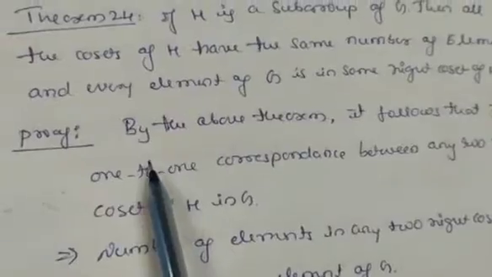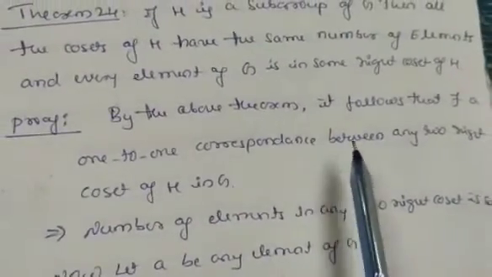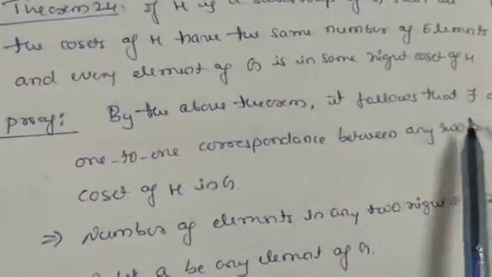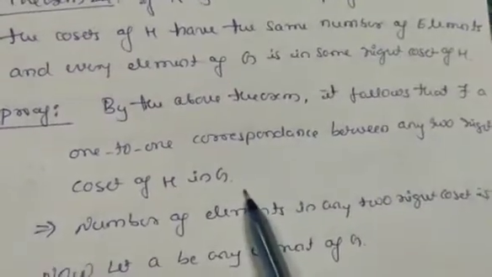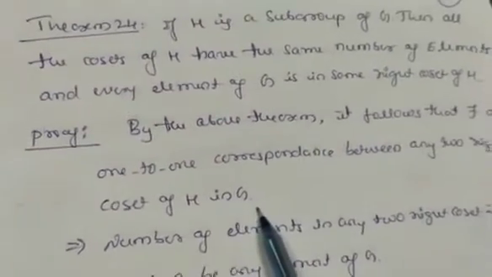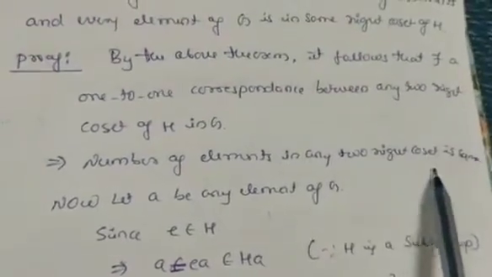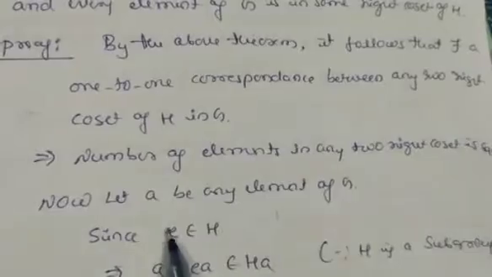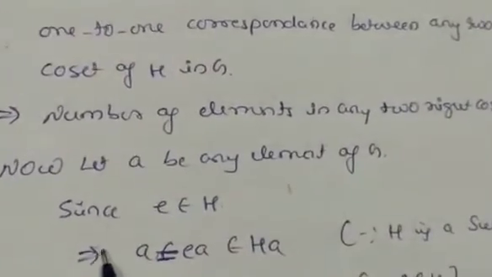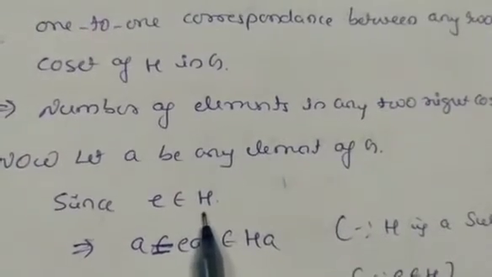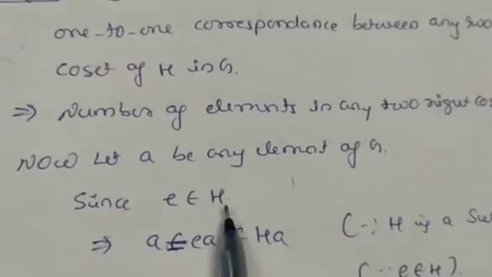So let us take, by the above theorem, what you have studied in the previous theorem, theorem number 23: there exists a 1 to 1 correspondence between any two right cosets of H in G, and this implies the number of elements in any two right cosets is the same. Now let a be any element of G. We know e is an element of H because H is a subgroup, so there should be an identity element. So e belongs to H.